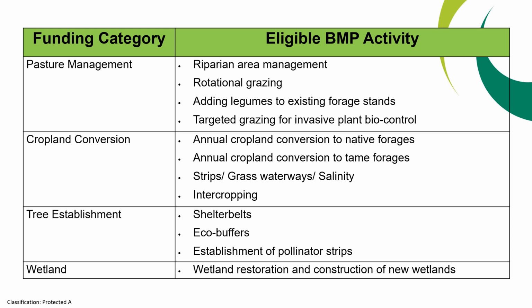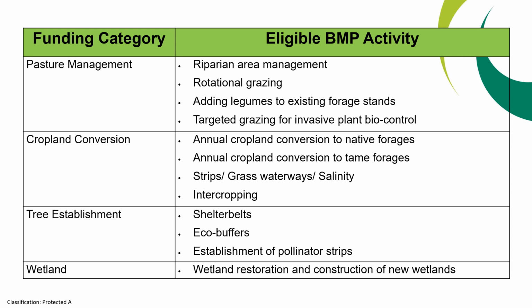So here we have the BMPs being offered under the RALP program. You will see that we have 4 different funding categories. So first we have pasture management. The BMPs offered under this category are riparian area management, rotational grazing, adding legumes to existing forage stands, and targeted grazing for invasive plant biocontrol.